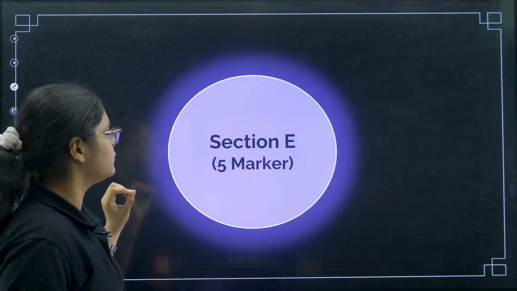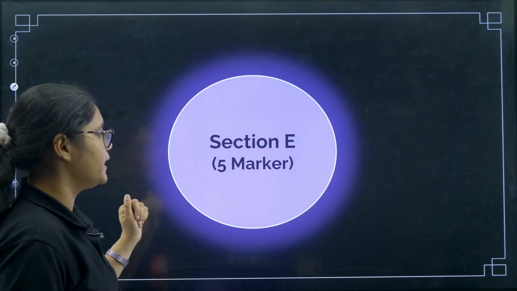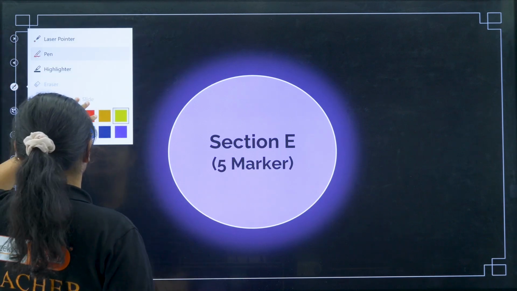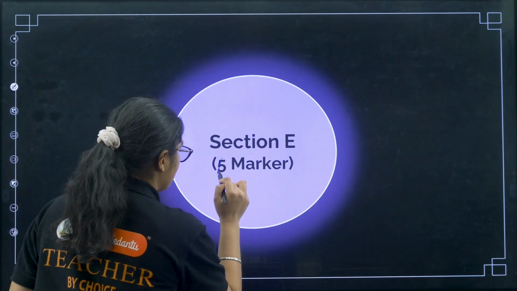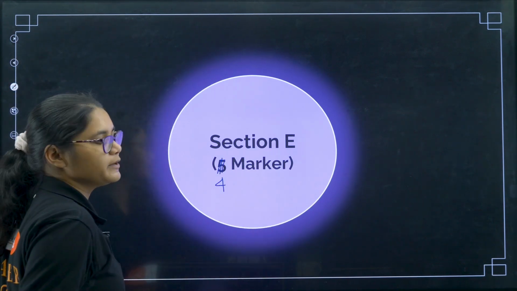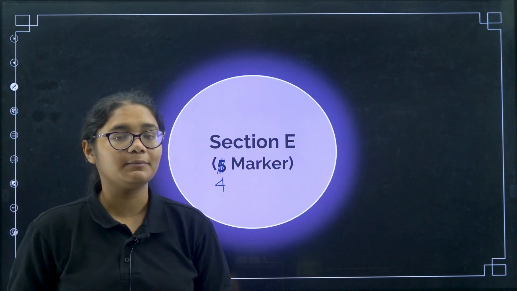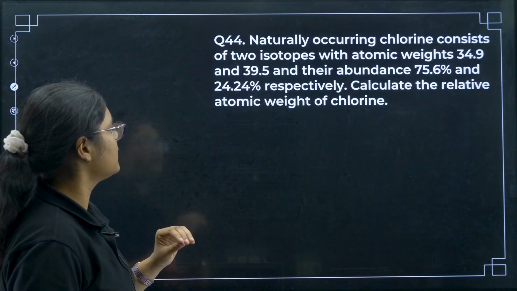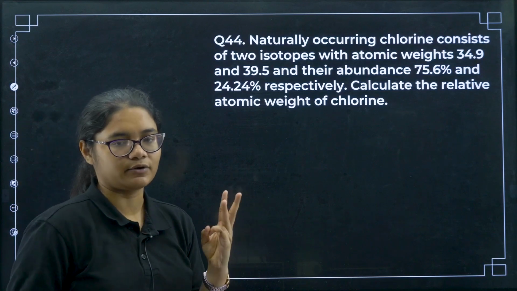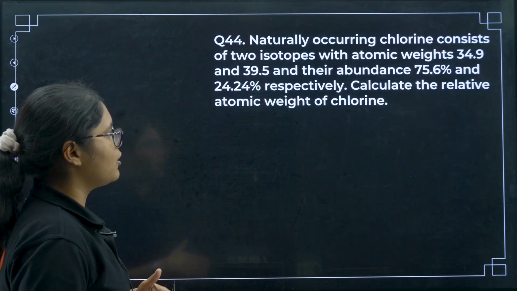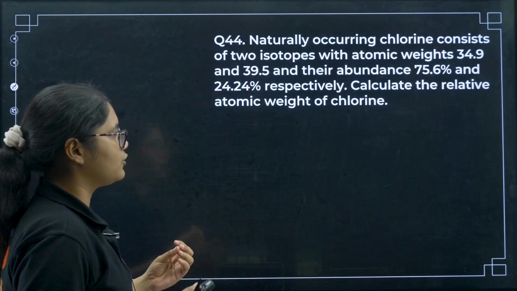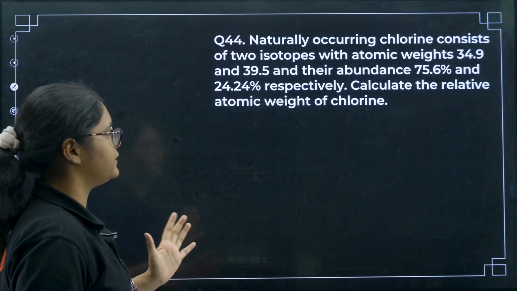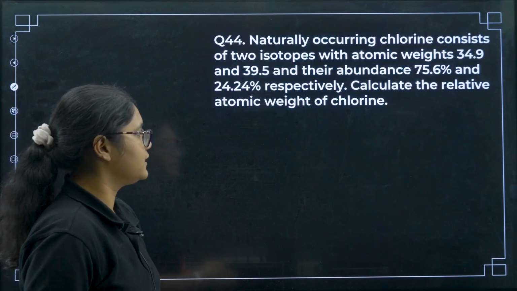Now we are moving towards part E. Oh, sorry, these are 4 marker questions, not 5 marker. You have to attempt any 3 questions; there are, I think, 4 questions, and you have to attempt any 3. Now, naturally occurring chlorine consists of 2 isotopes with atomic weights 34.9 and 39.5, and their abundances are given. Calculate the relative atomic weight of chlorine.